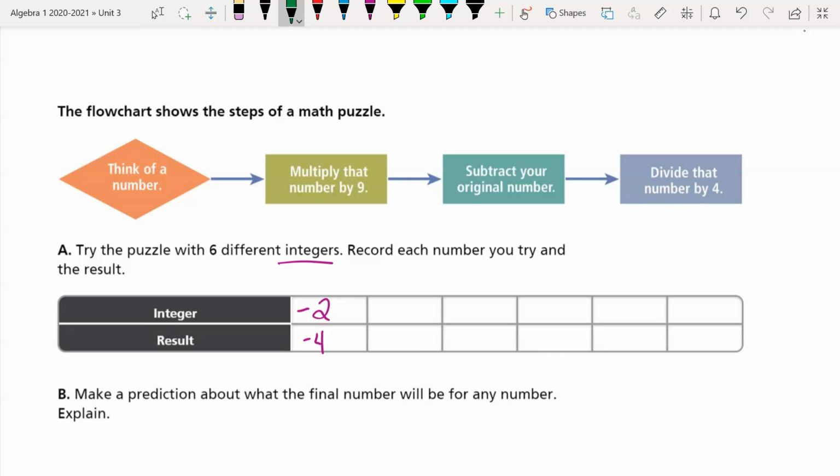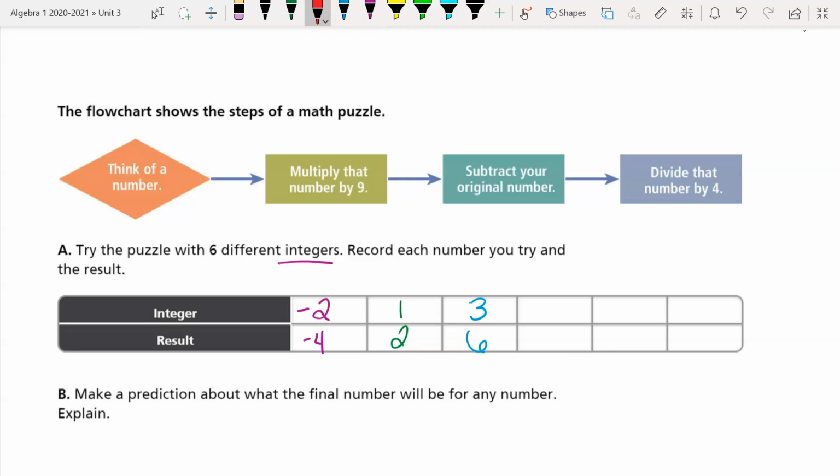All right, another number we could plug in, let's plug in 1. Plug in 1, multiply by 9, I get 9, subtract 1, that's the original number, I get 8. 8 divided by 4 would be 2. Let's try another one. Let's try 3. So I multiply that by 9, I get 27. Subtract 3 would be 24. Divided by 4 would be 6.